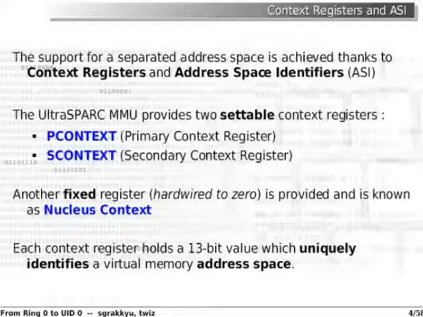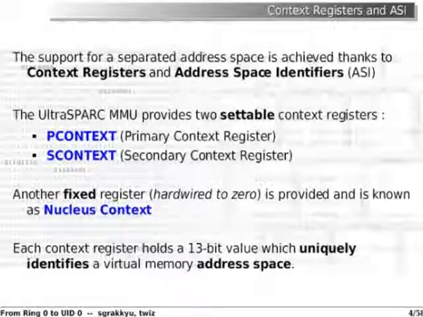When you have to exploit something, you have to know your enemy. So we have to figure out how the Solaris SPARC architecture lets you implement the separation between user land and kernel land. This is done thanks to context registers. The MMU provides 2 context registers which are settable. One is known as the primary context register, and the other one is the secondary context register. There is also one more context register, which is hardwired to 0, and is known as the nucleus context. Trap handling and kernel code runs at the nucleus context.